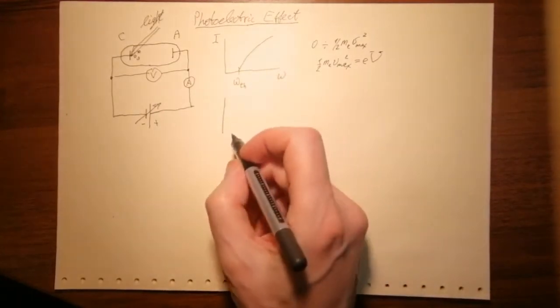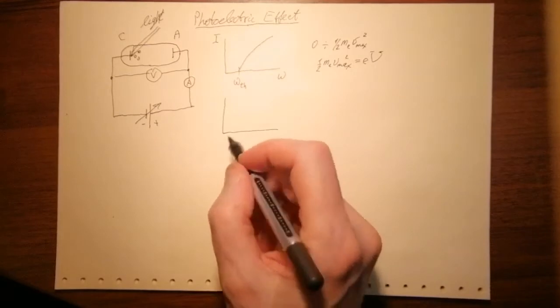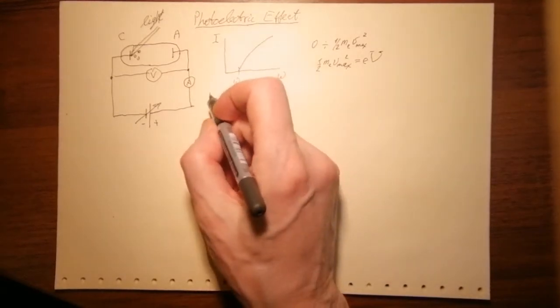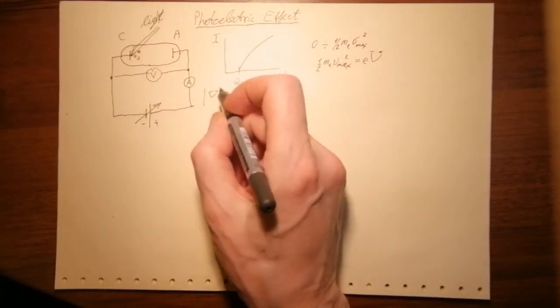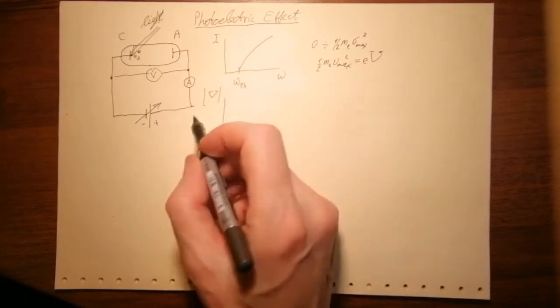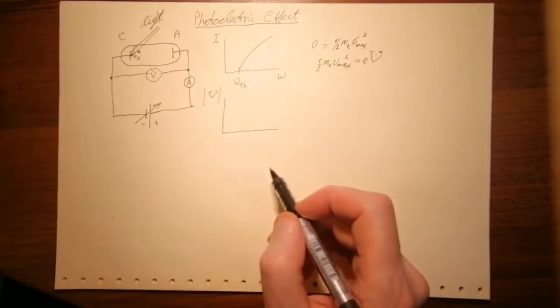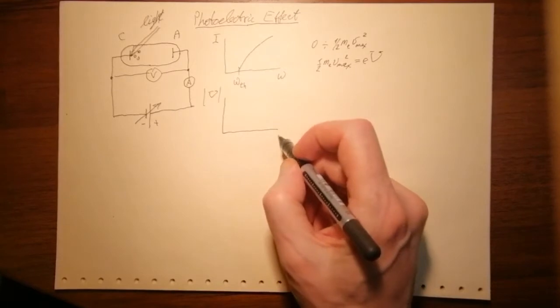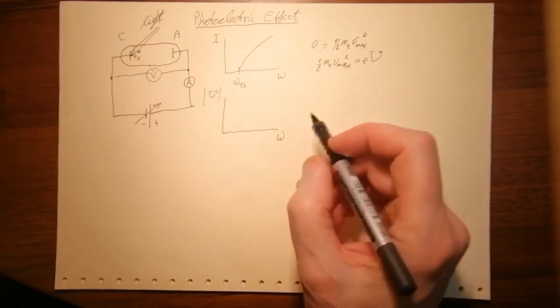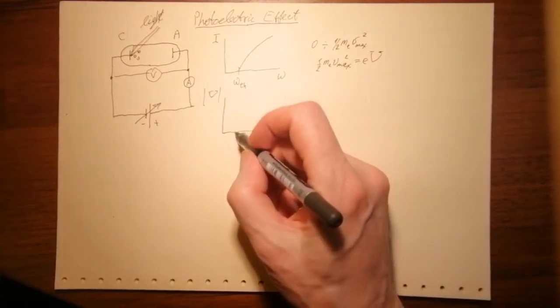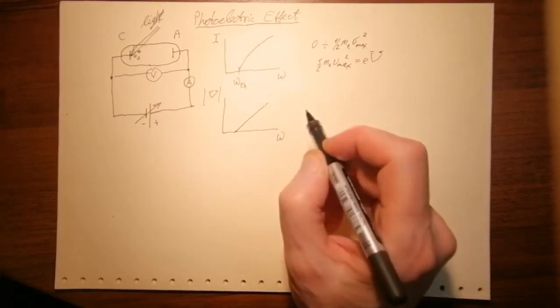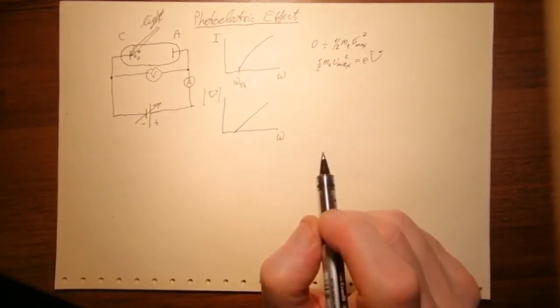Of course, this retarding voltage is now negative, so if we make a graph again, here is the retarding U, the absolute value, because we changed it, it is minus. Here is frequency, and we see that this maximum energy linearly increases with omega.